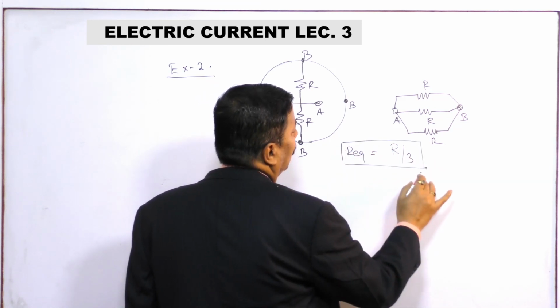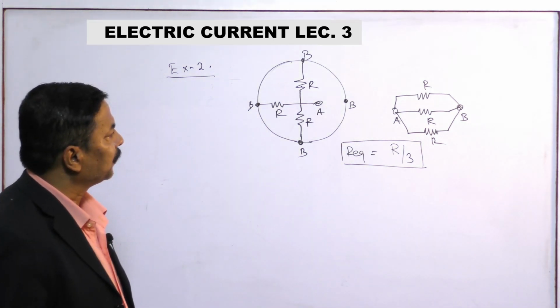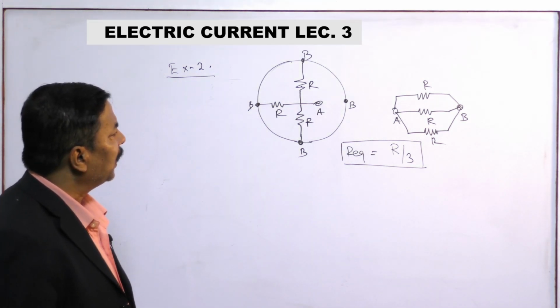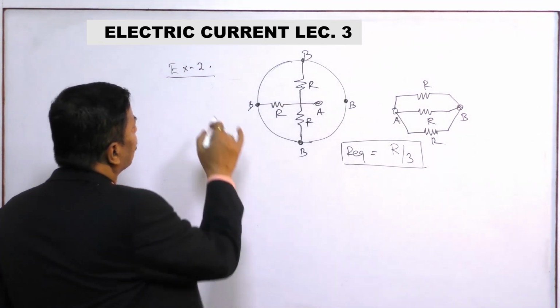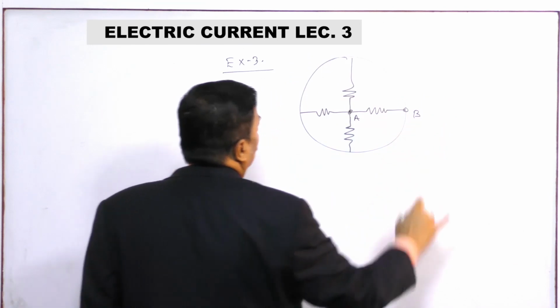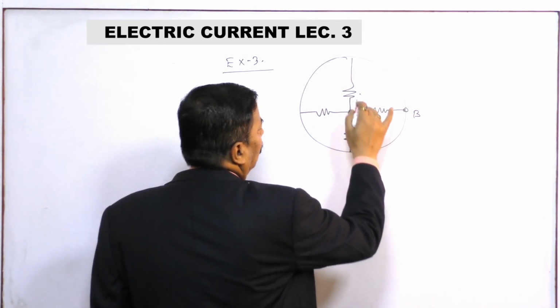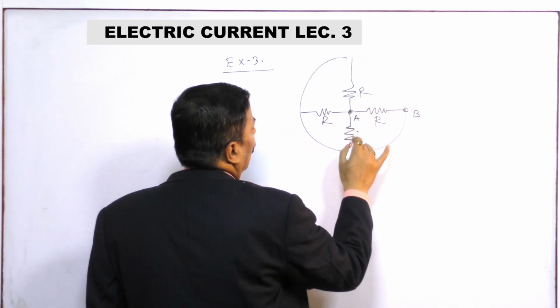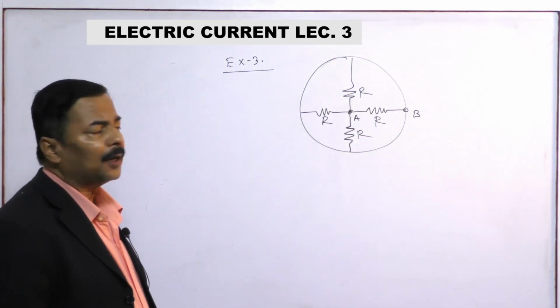R by 3 is the R equivalent. Now we can extend the same question in this way, for example 3. Now see this question. Every value is R, R, R, R. In this question, now it becomes simpler.